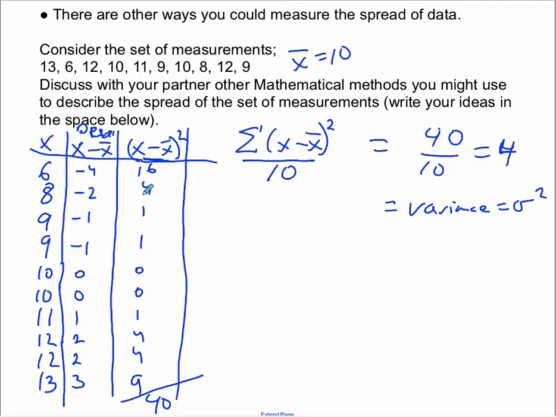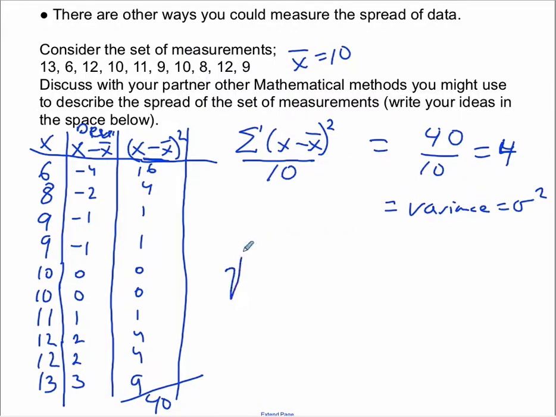But remember now, here we had 6 was 4 away from the mean, and 8 is 2 away from the mean. So these numbers are all a bit too big. They don't really indicate on average how far away these numbers are from the mean. So what we could do is we can square root this.